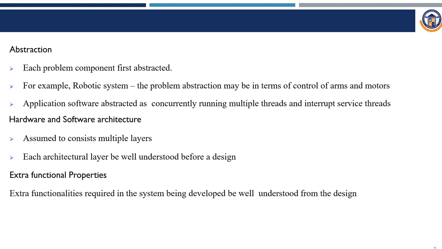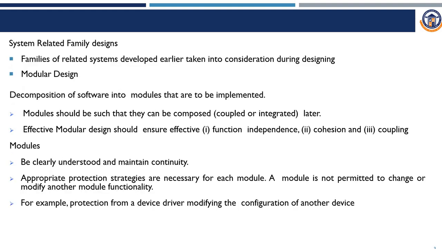There are the different layers of hardware and software architecture that must be understood well before your design. Extra functional properties, extra functionalities that are required in the system must be well understood before your design. Moreover, you will be having different versions of design. If you design further versions, so earlier design versions must be considered while you're designing your system.